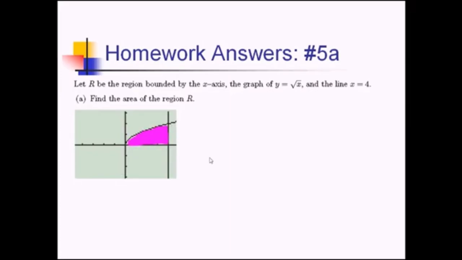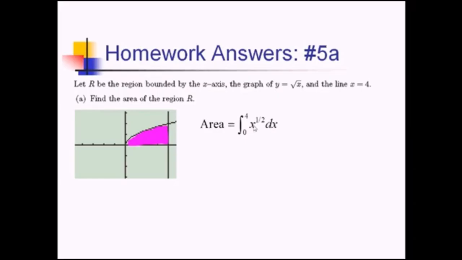So for the first part of this problem, they want us to find the area of the region R. Since the only functions involved are the square root function and kind of unofficially the line y equals 0, we just need to take an integral from 0 to 4 of top minus bottom, which is just going to be the square root of x. And I'll write that as x to the 1/2. No calculator, so we have to integrate this by hand.